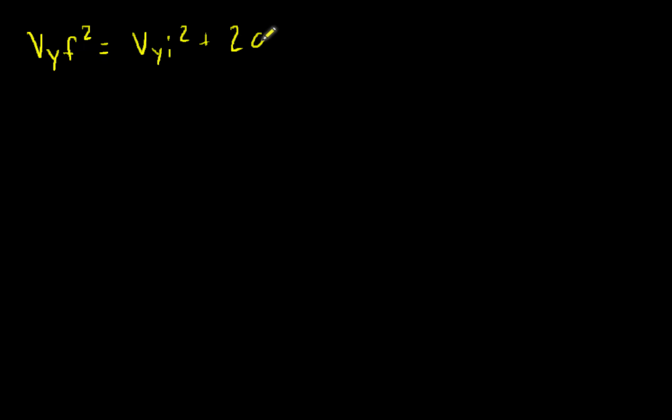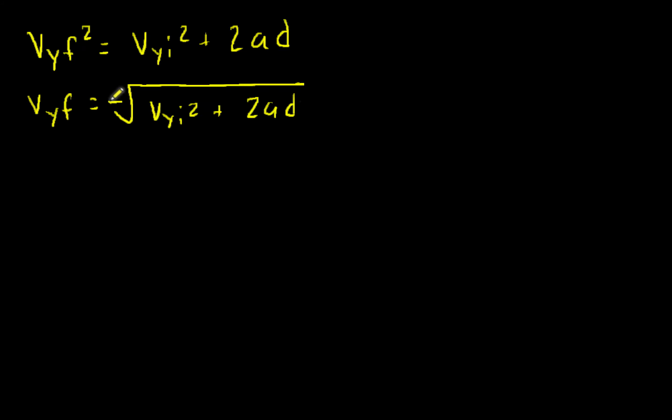Vyf squared equals Vyi squared plus 2ad. This means Vyf equals the square root of Vyi squared plus 2ad. And it's important we remember to put a negative in front of the square root. This is because we know that the projectile will be traveling down when it's at our location.